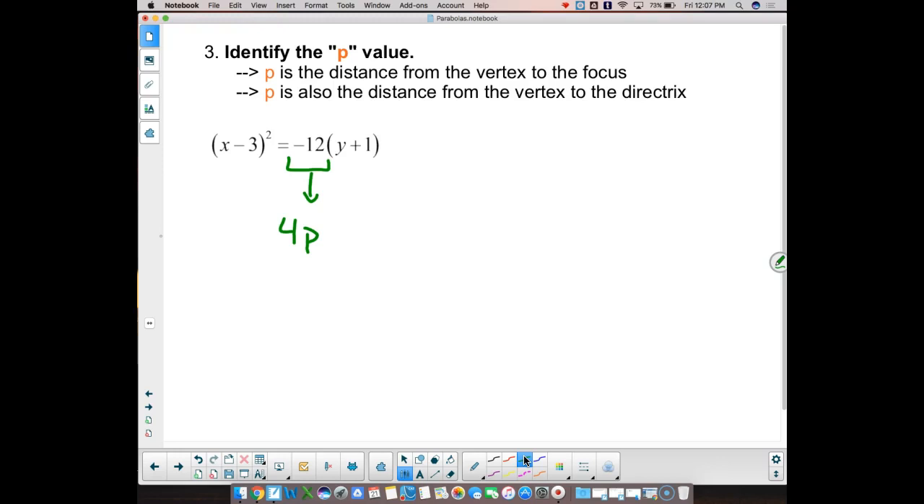Now, because p is a distance, I am not concerned with the negativeness of the negative 12. I'm only worried about the fact that 4p is equal to 12, so p is equal to 3. P is a distance, so it needs to be positive.